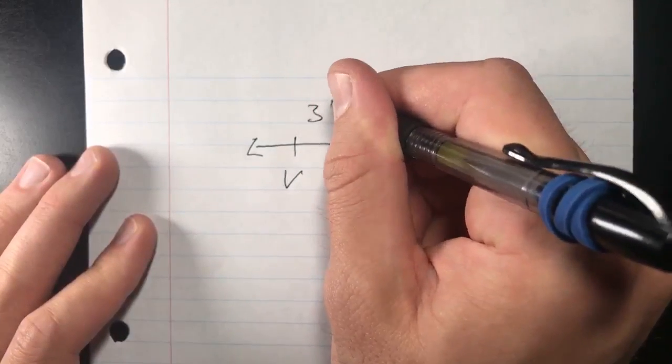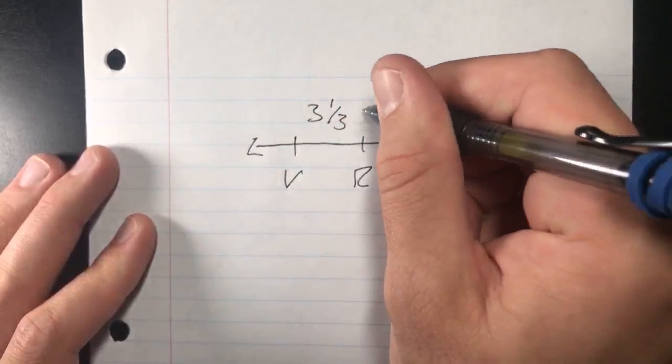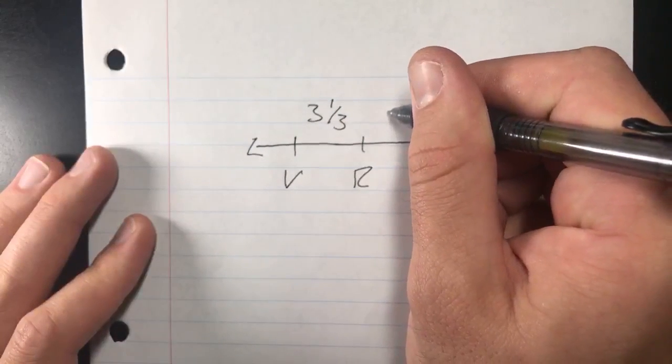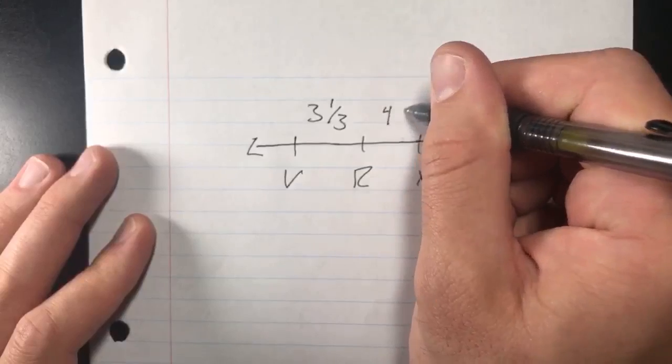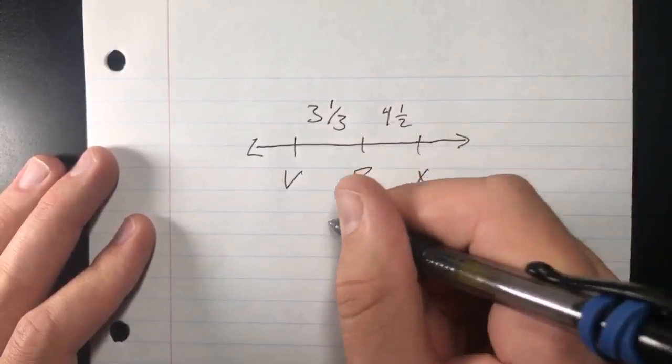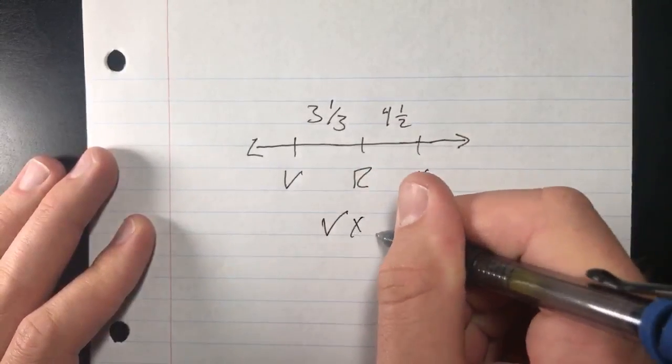3 and 1/3. And let's say that this here is 4 and 1/2. What is the length of VX?